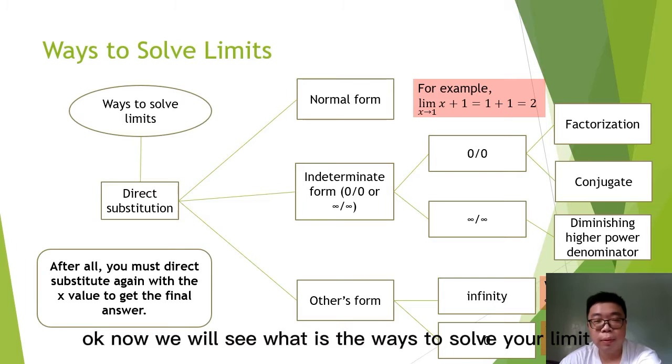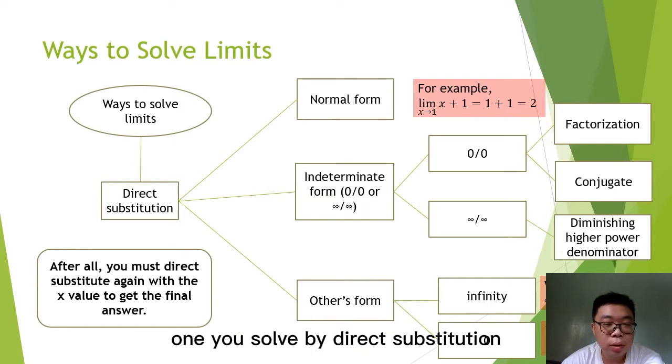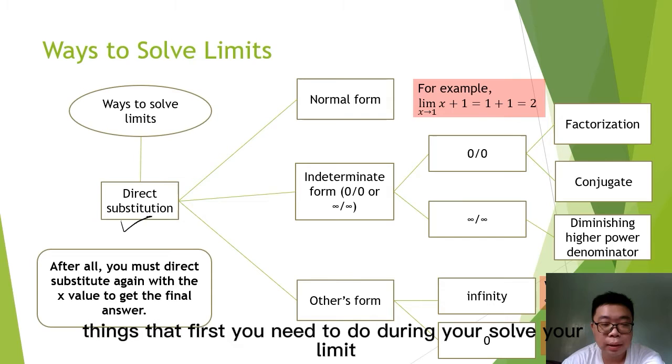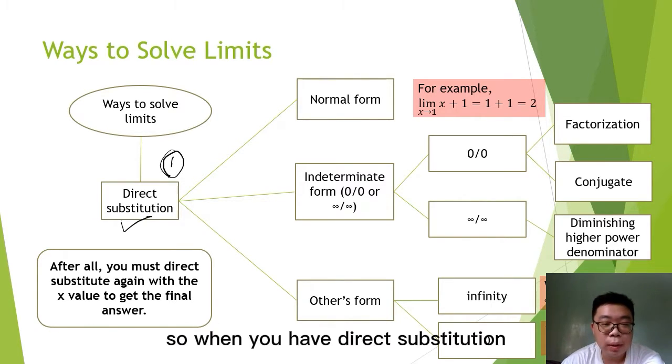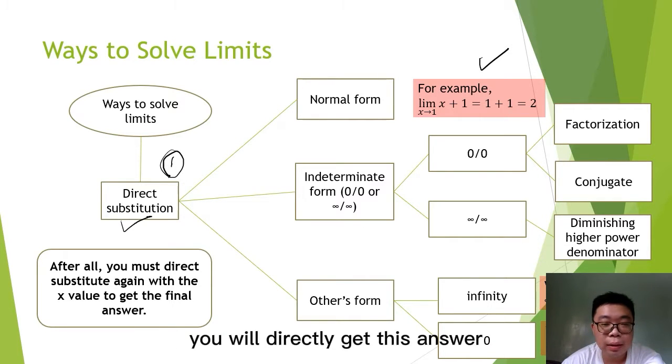Okay, now we will see the ways to solve a limit. The first one, you solve by direct substitution. This is the very basic thing that you need to do first when you solve your limit. When you do direct substitution, you will get three kinds of answers. In normal form, you will directly get the answer. This is very common.